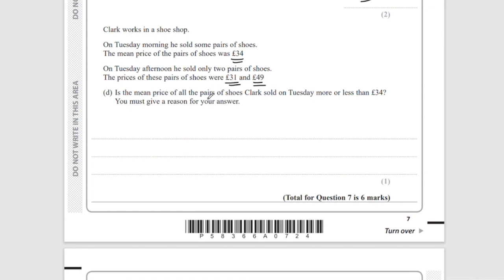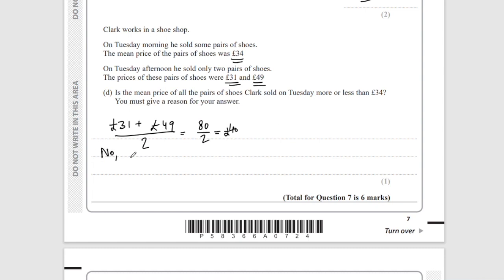Is the mean price of all the pairs of shoes Clark sold on Tuesday more or less than £34? You must give a reason. So to find the mean price, we need to find the average, and he sold two pairs of shoes worth 31 and 49. To find the average, add both of them and divide by 2. So you will see it is 80 over 2, which is £40. So the answer is no.